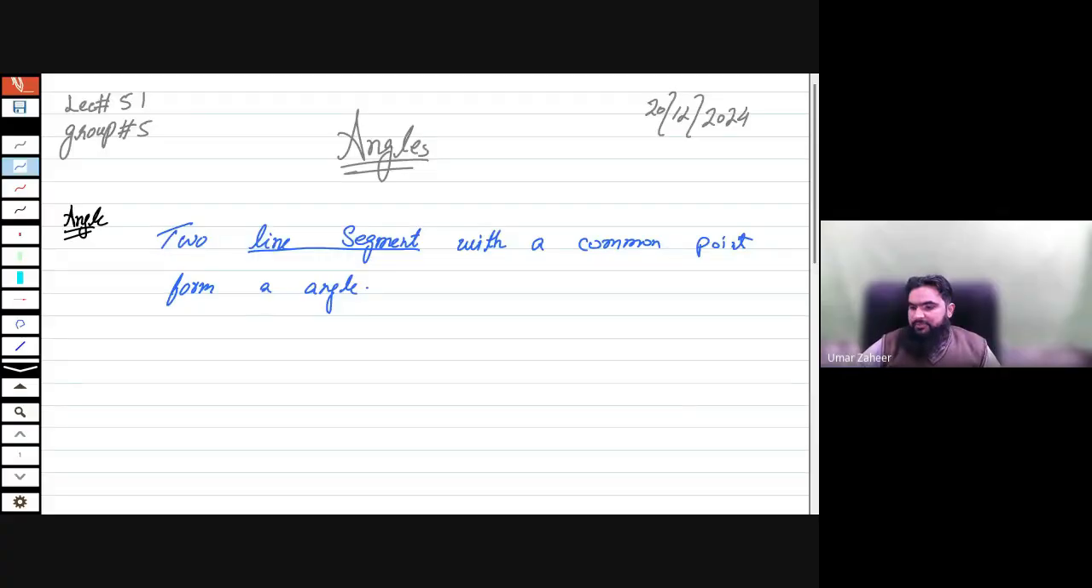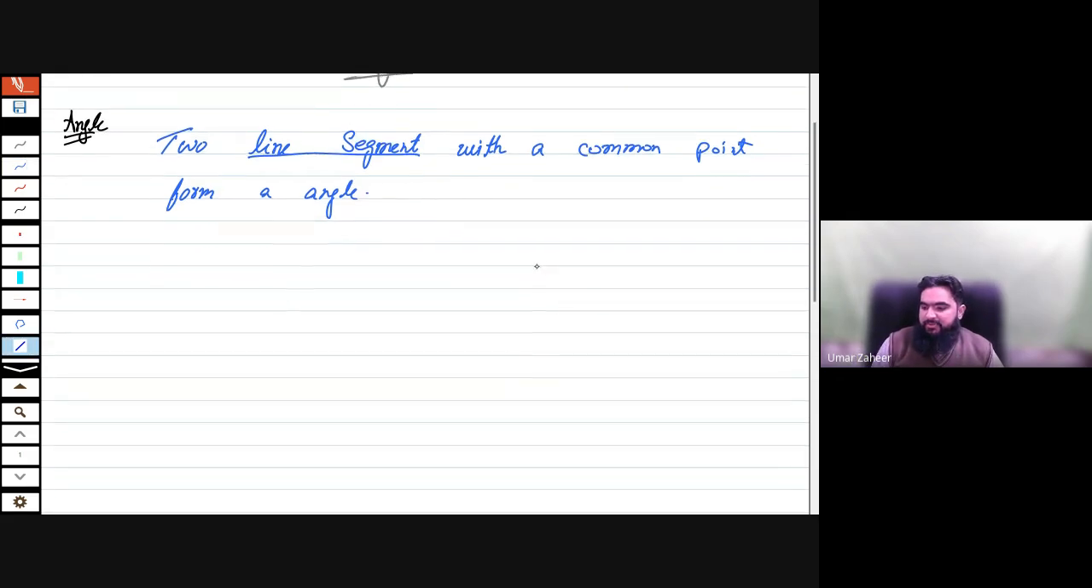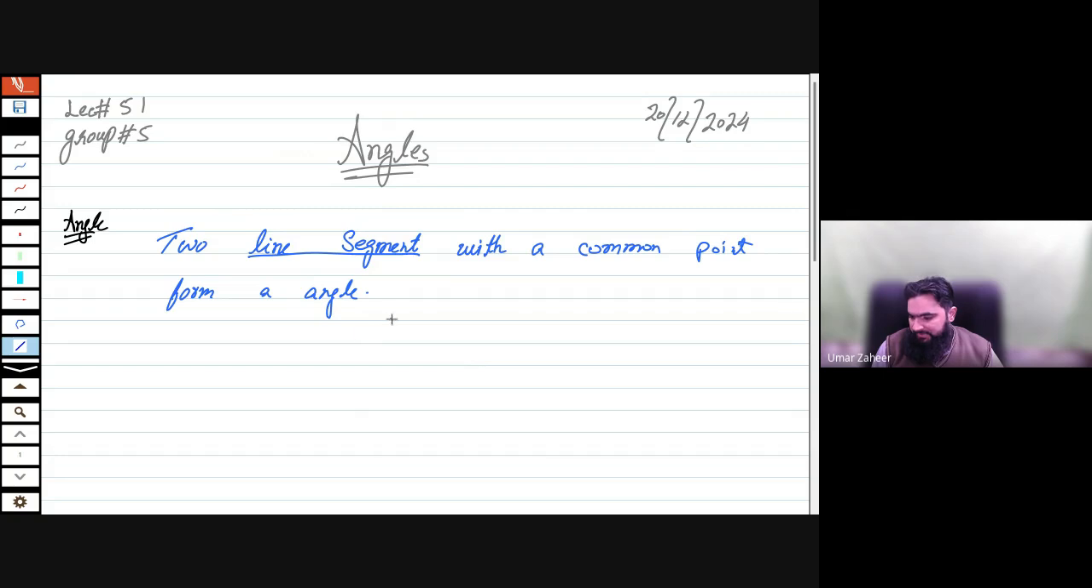Right, so today we are just going to start a new topic that is about angles. The angle is basically, for example, you have two line segments, and you have a common point between them. The thing that is formed is known as an angle. For example, if I draw two line segments, this is one line segment, it is another line segment, and this is a common point between them. So the thing that is formed is known as an angle.